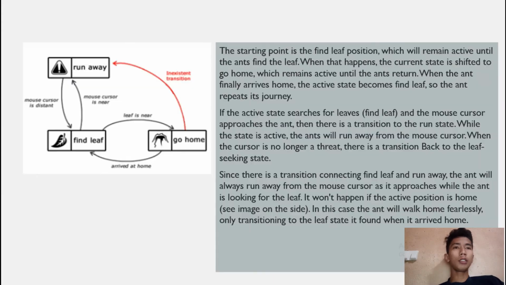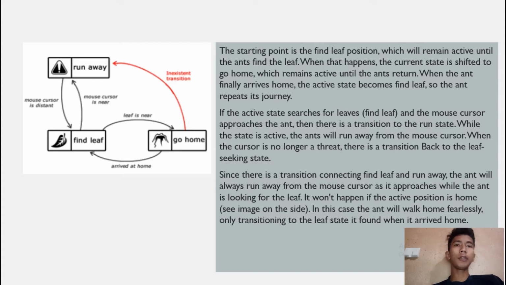The starting point is the find leaf state, which will remain active until the ant finds the leaf. When that happens, the current state shifts to go home, which remains active until the ant returns. When the ant finally arrives home, the active state becomes find leaf, so the ant repeats its journey.